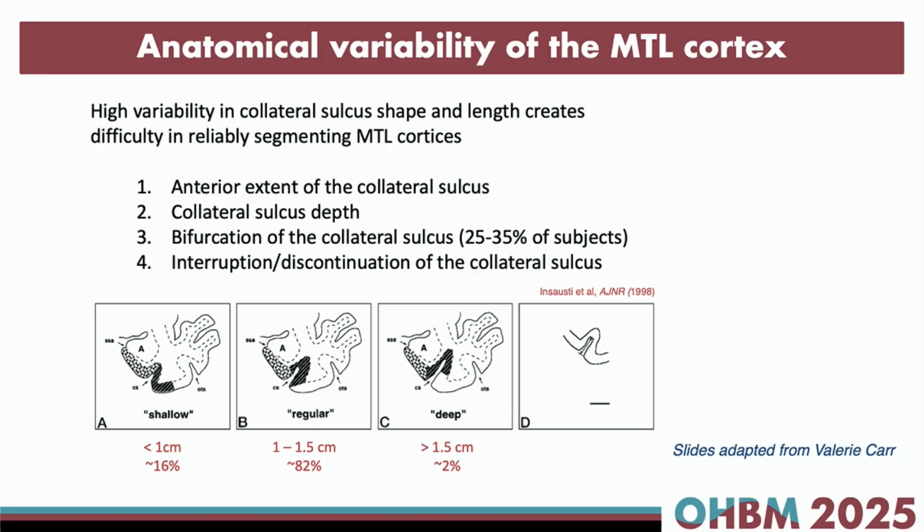So the anterior extent of that collateral sulcus can differ across people. The depth of the sulcus can vary across people, as well as the collateral sulcus itself can be either bifurcated or interrupted.